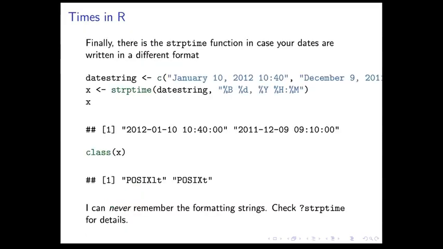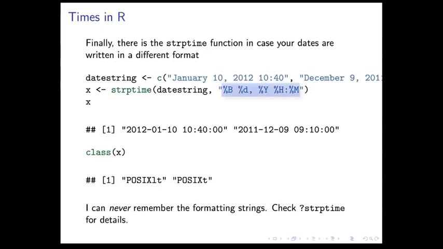So finally, there's the strptime function, which converts dates that are written in character string format into date or time objects. Well, in this case, it converts them into time objects. They use what are called format strings. So here I've got a string that says January 10th, comma, 2012, and then 10:40, meaning 10 hour and 40 minute. And then I have another string that says December 9th, 2012, 9:10. If I want to convert these strings to time objects, I can use the strptime function. What I do is I pass it the character vector, and then I pass it a format string.